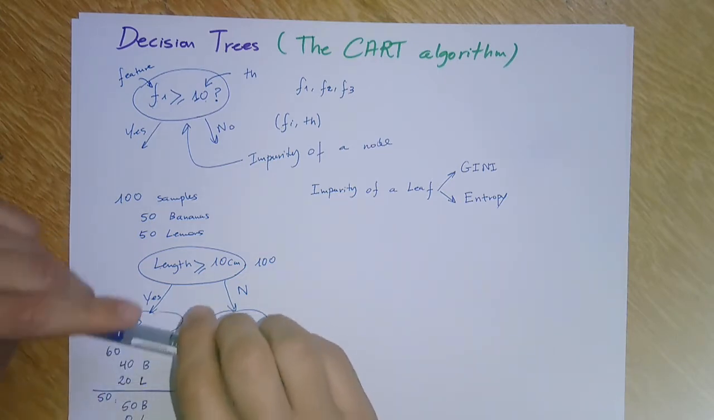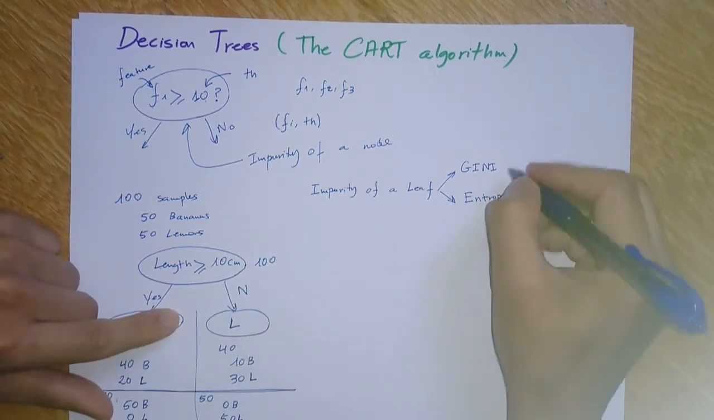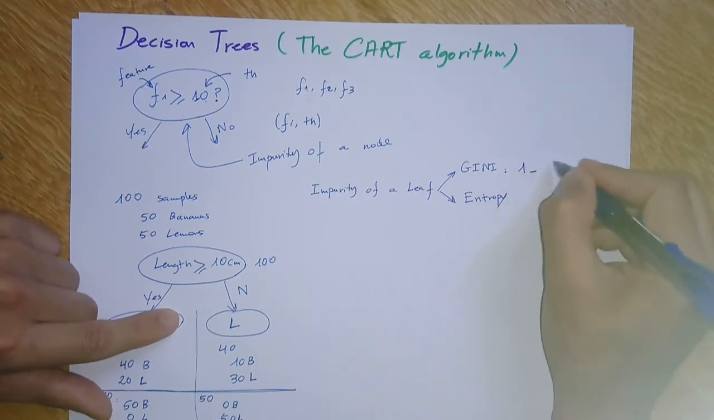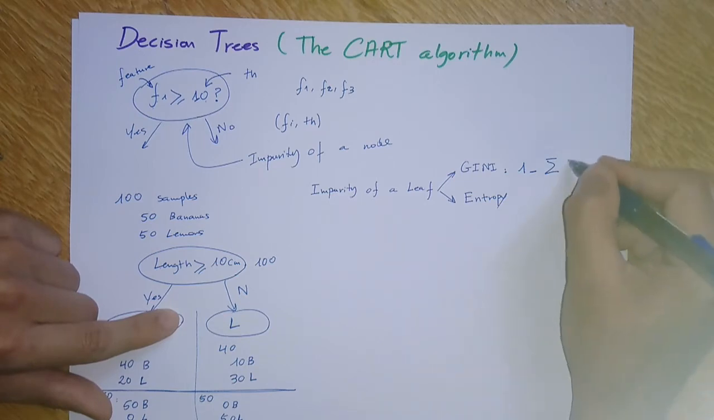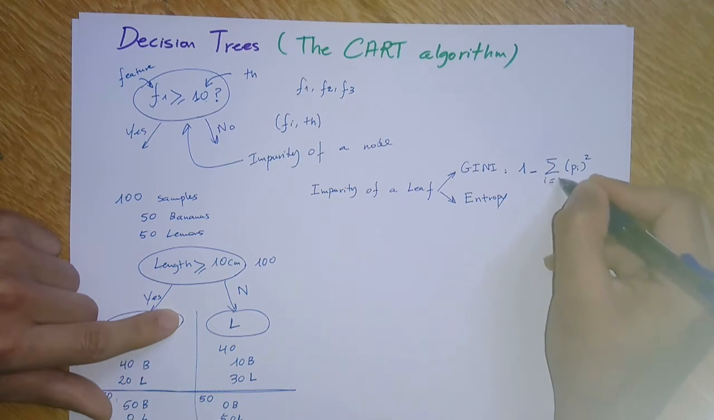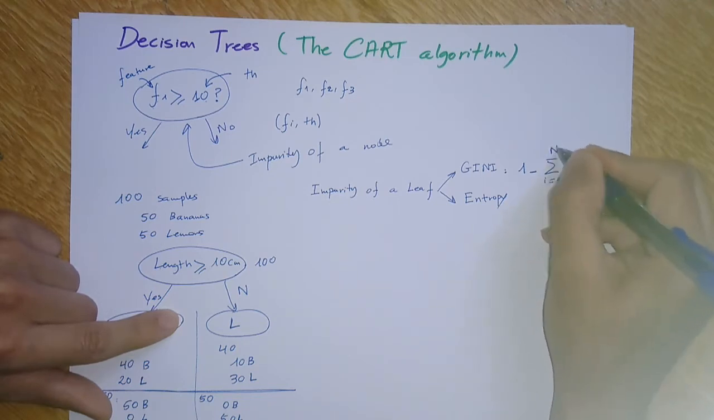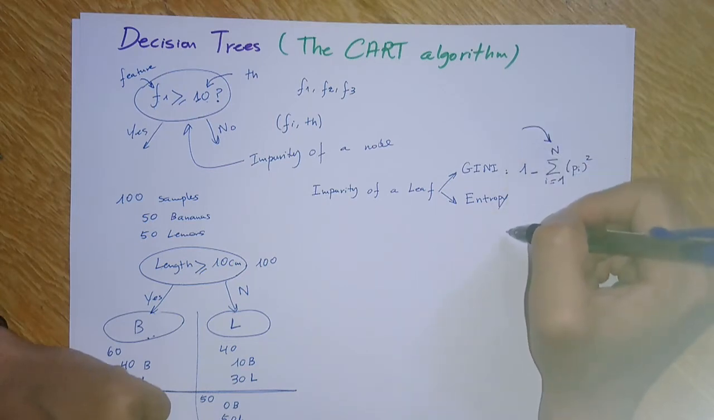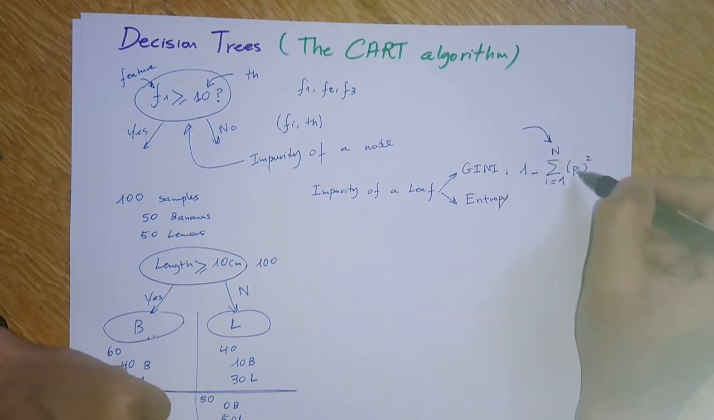But in my case, I will focus only on the Gini impurity. The Gini impurity is given by 1 minus the summation of probabilities squared, where i starts from 1 to n. Here n represents the number of classes, and pi is the probability of appearance of a given class.